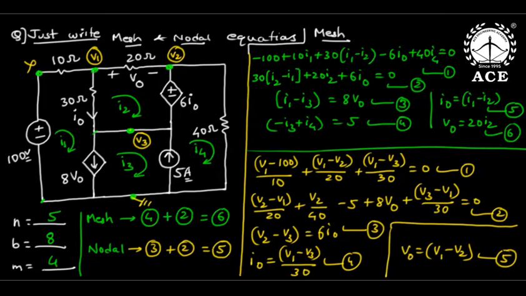Okay, everyone look through these equations, please. Of course, these are nodal equations here. The green color are mesh equations and the yellow color are nodal equations.